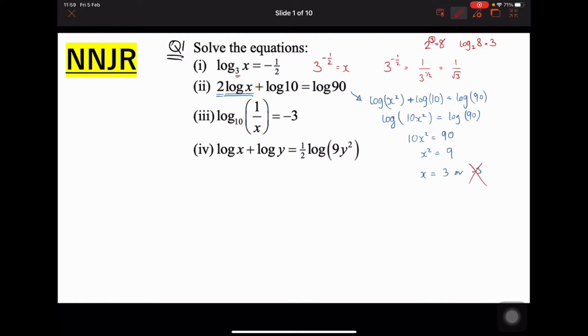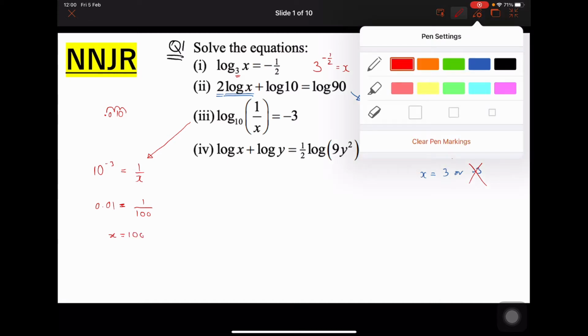Moving on to part 3. Using the same logic as part 1, 10 to the power of -3 equals 1/x. So 10 to the -3 is 0.01, which as a fraction is 1/100. So x equals 100.